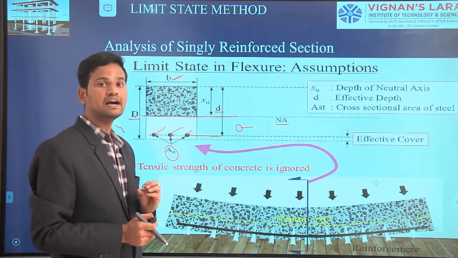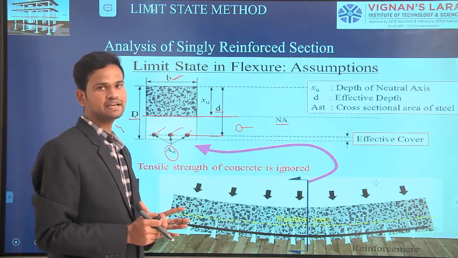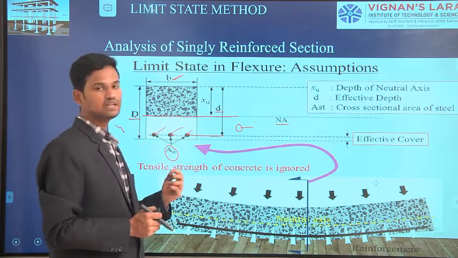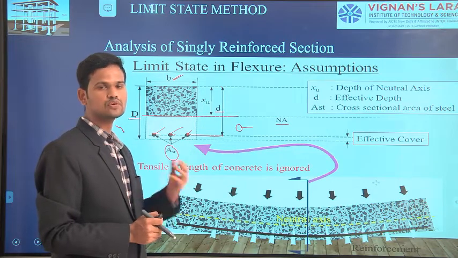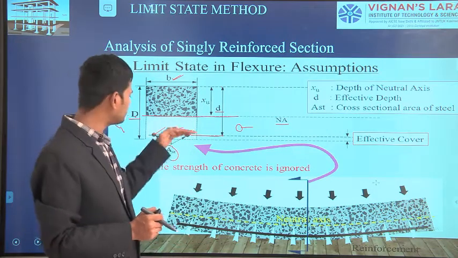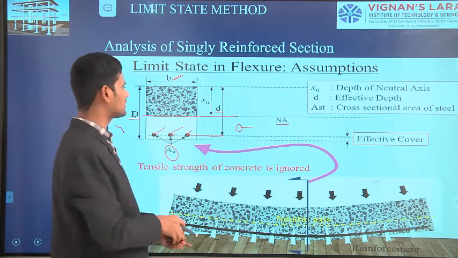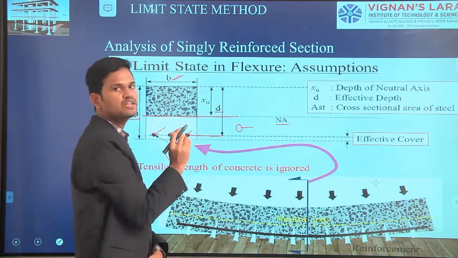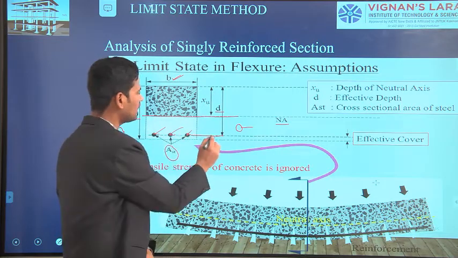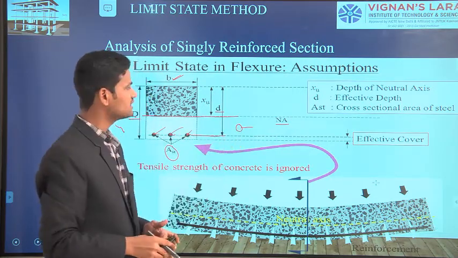That means concrete cannot take care of any tension loads below the tension zone or below the bottom of the steel rods. Hence we are ignoring the concrete below the bottom of the steel. That means the effective depth we are calculating only from the top of the compression fiber of the concrete to the central distance of the steel bar.